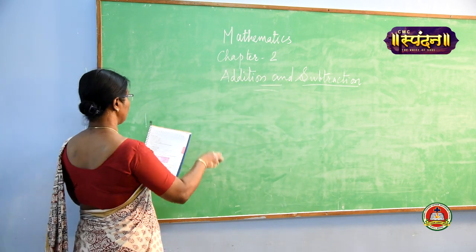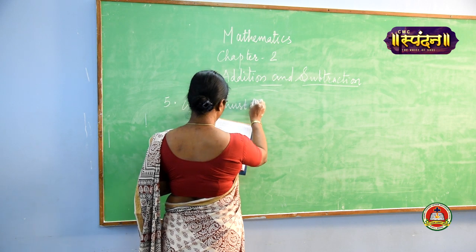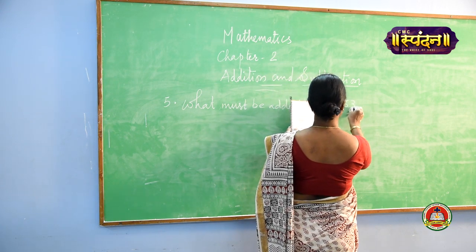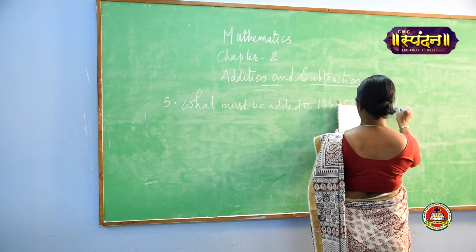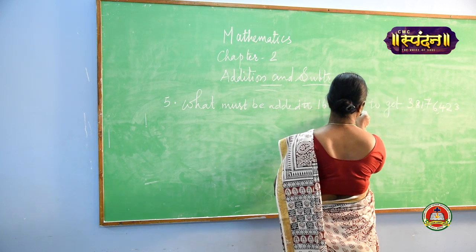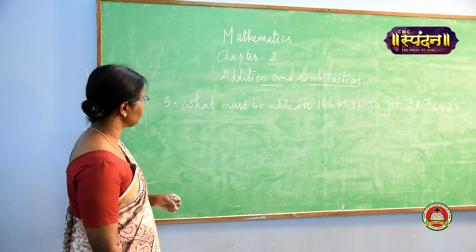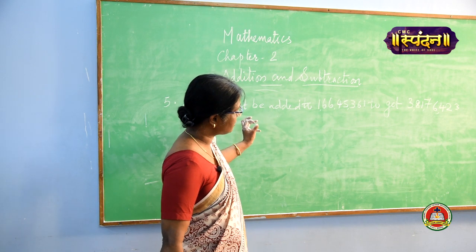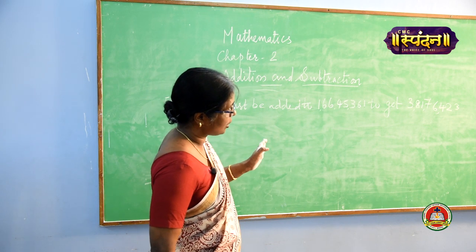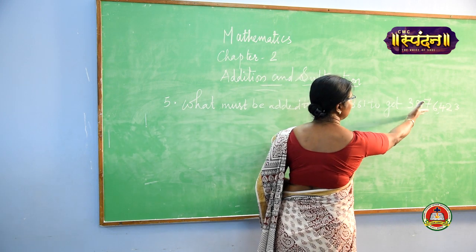See, one more question is there from your question book itself, from your exercise itself. What must be added to 1,66,45,361 to get 3,81,76,423? Here also it is a statement sum, that what must be added to this number, that is 1,66,45,361 to get 3,81,76,423. That means to this number what you are going to add so that you may get this bigger number.